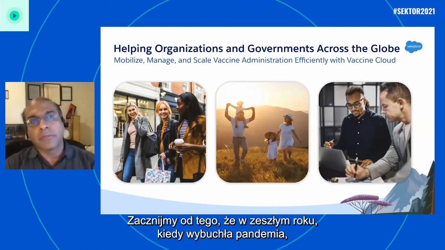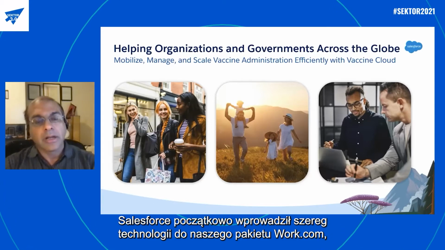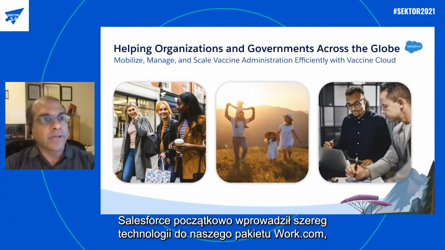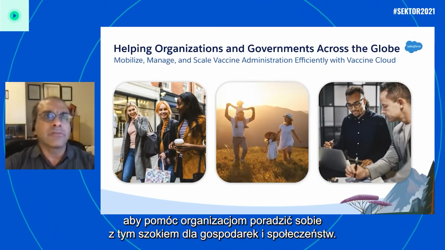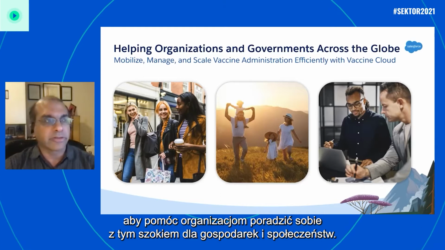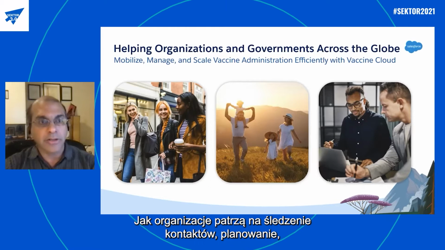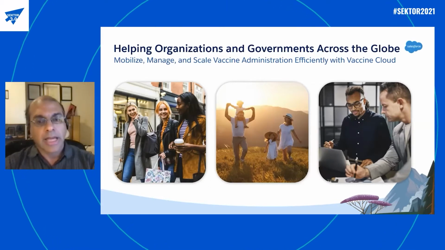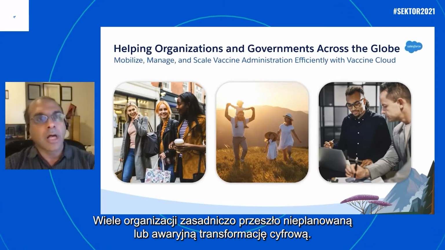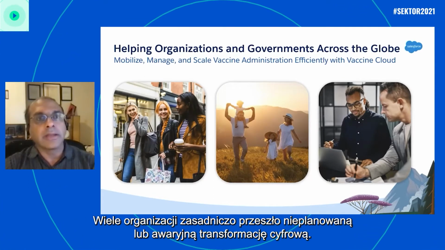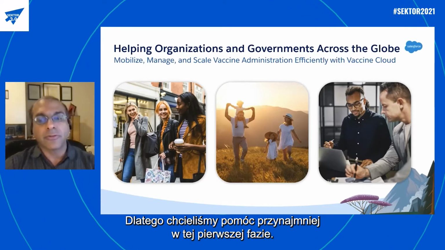So where did we start from? Last year when the pandemic struck, Salesforce initially came out with a number of technologies through our work.com suite to help organizations manage this shock to economies and societies: how organizations look at contact tracing, scheduling, how to help organizations adapt to the new normal. A lot of organizations essentially went through an unplanned or emergency digital transformation. And so we wanted to help, at least in that first phase.